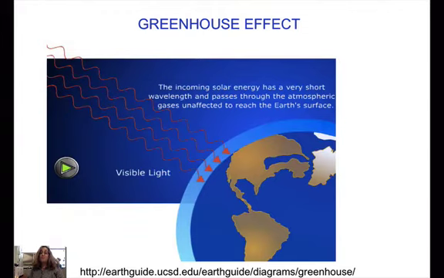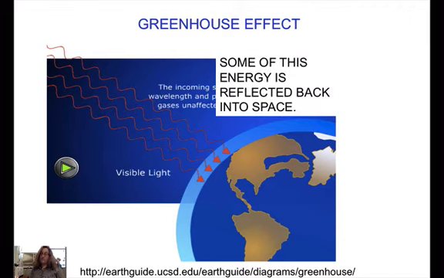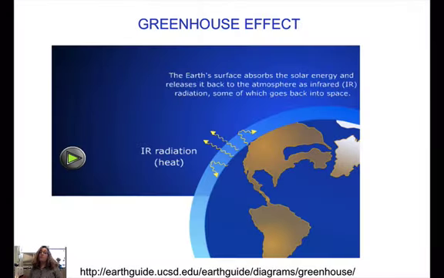This incoming visible solar energy has a short wavelength, and it passes through the atmosphere fairly unaffected until it reaches the Earth's surface. Some of the energy that hits the Earth's atmosphere will be reflected back into space, and some of the energy that reaches the Earth's surface will also be reflected back into space. The Earth's surface absorbs much of the energy that comes from the sun, converts it into infrared energy, and re-emits it as this infrared energy or heat. Some of it ends up going back into space, as seen here.